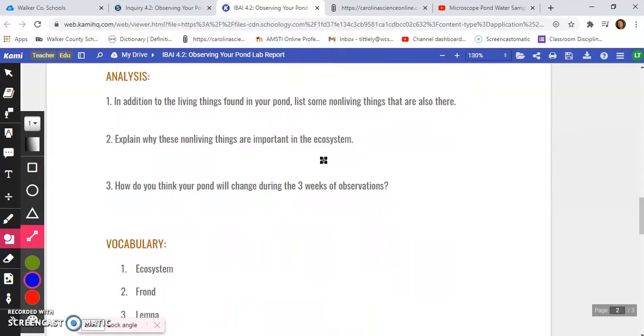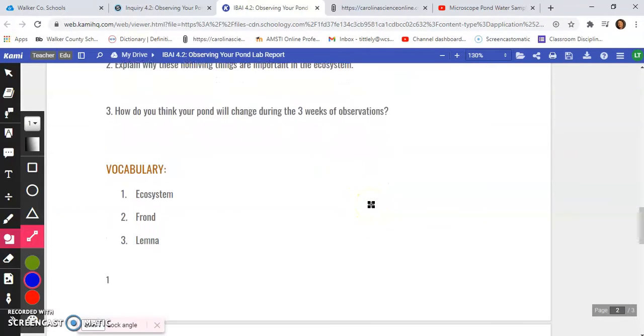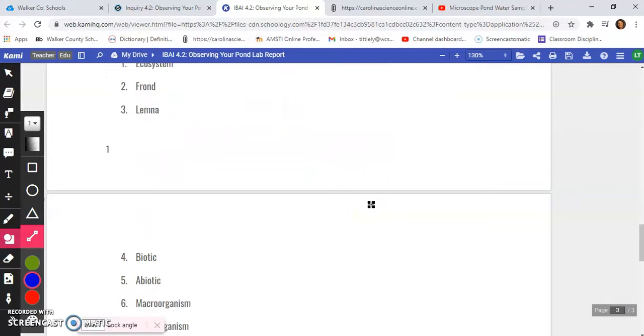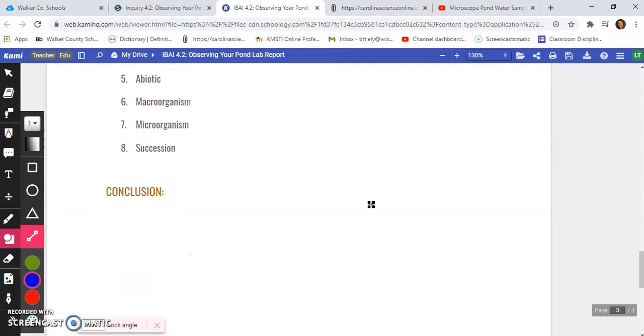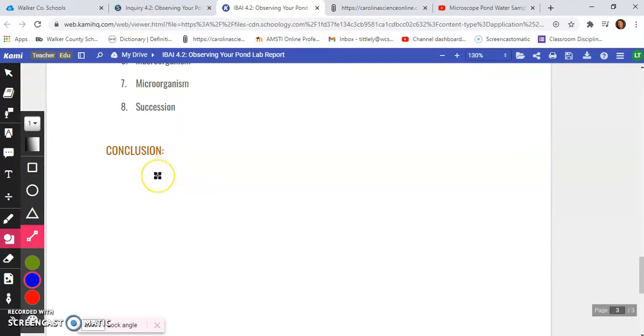For our analysis, you have a couple of questions to answer, and we will be observing our pond again after 3 weeks. So question 3 is asking you to predict how you think your pond will change during those 3 weeks. Do you think that we will see the same things? Do you think that things will look different? And then you have some vocabulary words that apply to our lesson. And then finally, your conclusion.